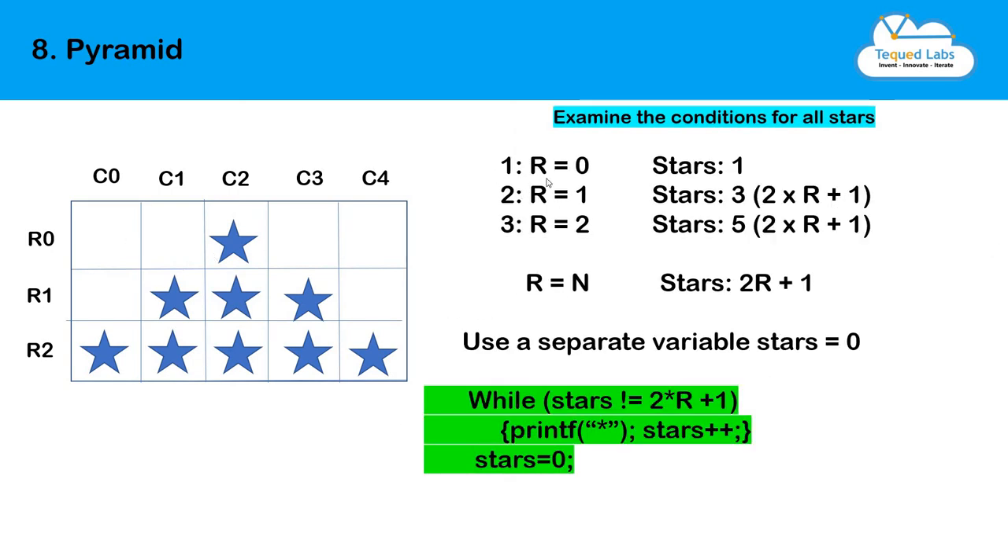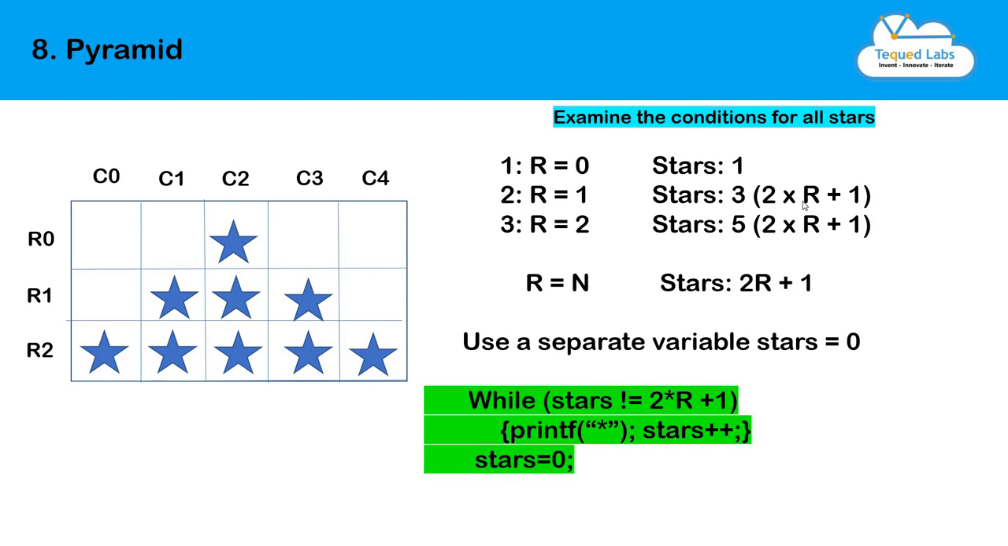Again, this would be the same process. When r is 0, there is 1 star. When r is 1, there are 3 stars. When r is 2, there are 5 stars. So till here, it is pretty simple. Now we got to know whenever r is 0, stars are 1, r is 1, stars are 3, and r is 2, stars are 5.